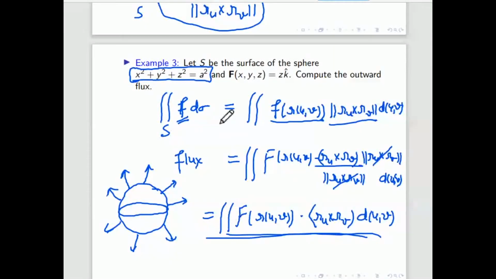So what is the parameterization of this sphere? Then only can we find Ru and Rv, and then we can find the flux also.